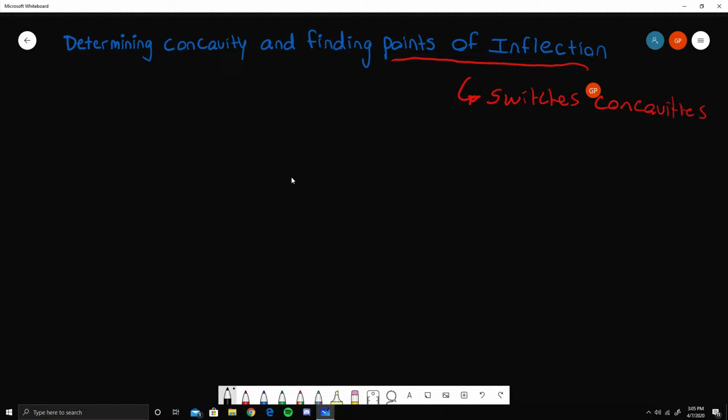A function's concavity refers to whether it opens upwards or downwards. So something that is concave up may look something like this. And something that is concave down might look something like this.